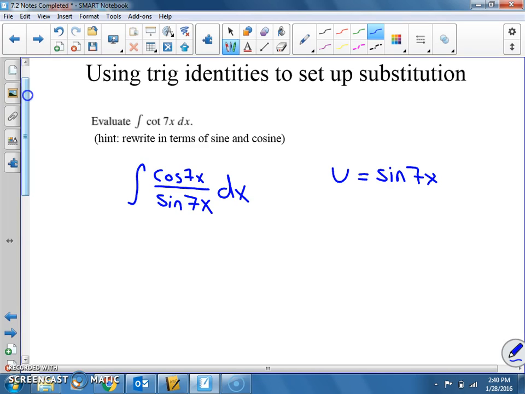Oh, cotangent is cosine over sine. Yeah, you should know that. Yeah, that's one you should know.